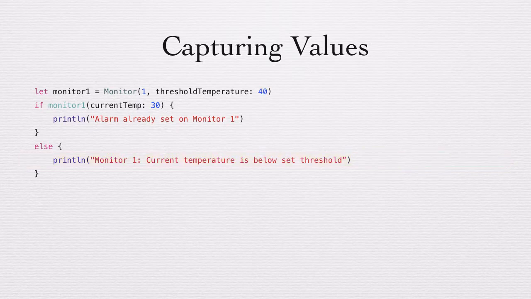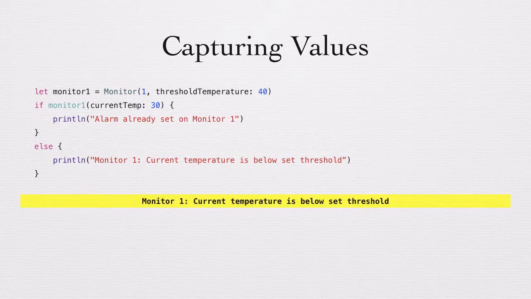As the current temperature value is 30 and the set threshold is 40, the call to the function using reference monitor1 returns a false condition. And the program returns the output shown.